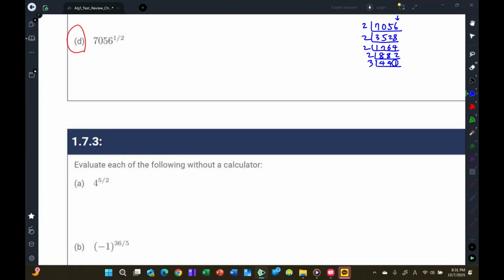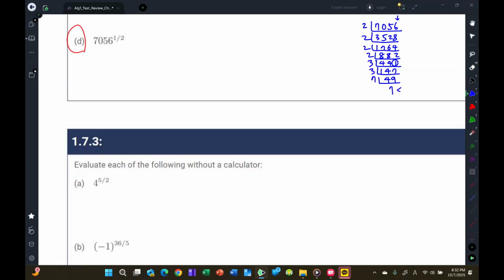3, yeah, it does go in there 147 times. And can I keep using 3? Because you have to keep using the smallest prime number until you can't, right? Oh yeah, it goes again, it's 49. Can I keep using 3? No, 3 does not go into 49. So it's going to be 5. 5 is the next smallest prime number. Well, 5 does not go into 49. 7. Oh yeah, 7 goes in there 7 times.